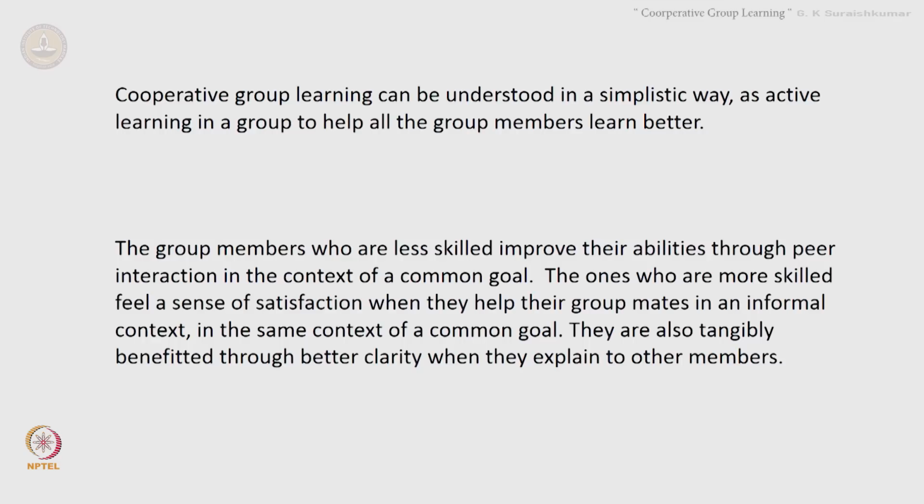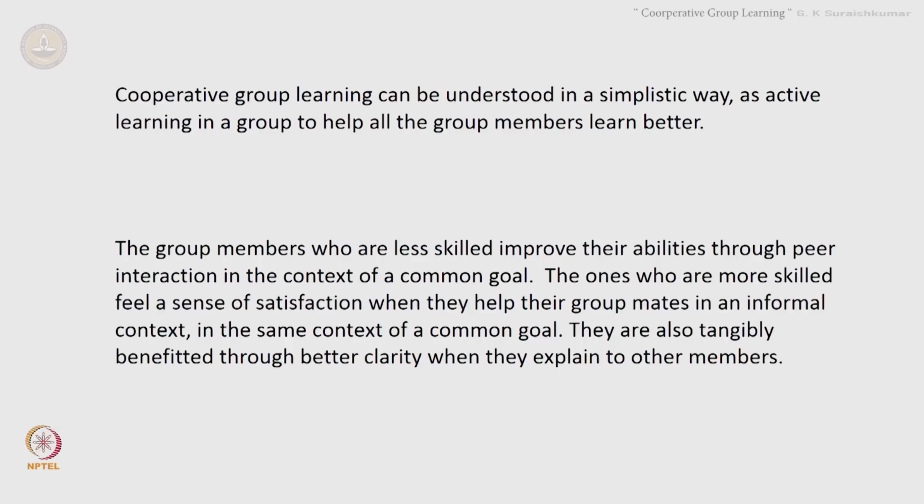The group members who are less skilled improve their abilities through peer interaction in the context of a common goal. Okay, that is what happens. Any group will have people of differing abilities. In fact, we will see this in great detail in the later part of the course. When these members interact with each other, the people who are not so skilled can improve their learning by interacting with peers. That is in fact proven to be a very good way of improving one's learning.